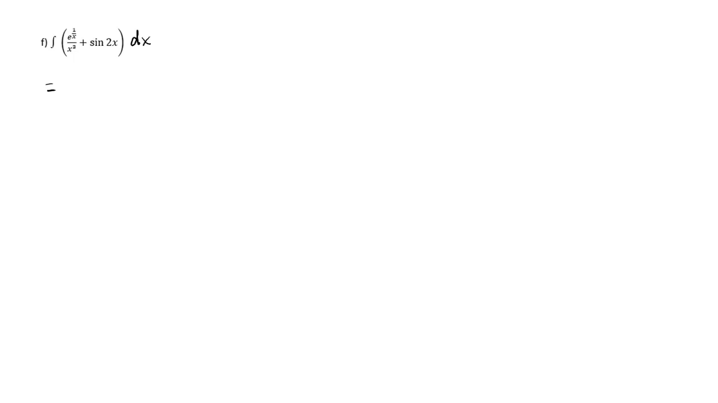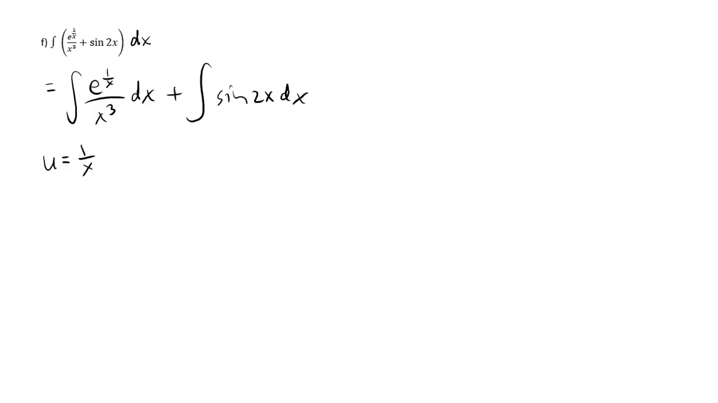Well, since it's an addition, this time we can split this into 2 integrals. And for this one, since you have a nested function, it suggests that I do 1 over x as u. So that's how you should calculate this first one. Whereas this one, well, it's a simple integration. You could do u equals 2x, but that's overkill.